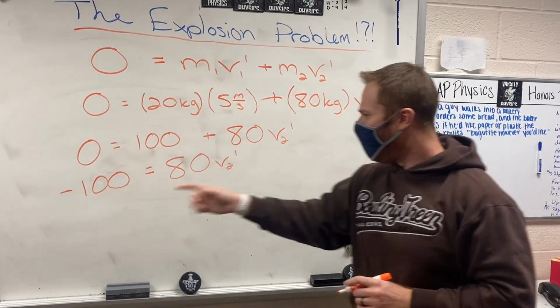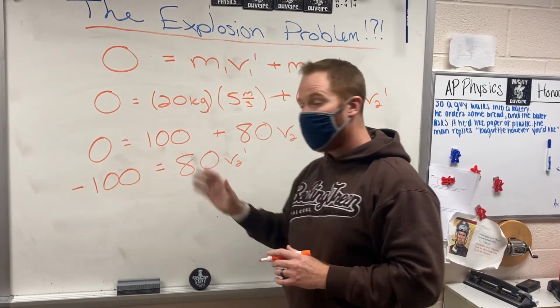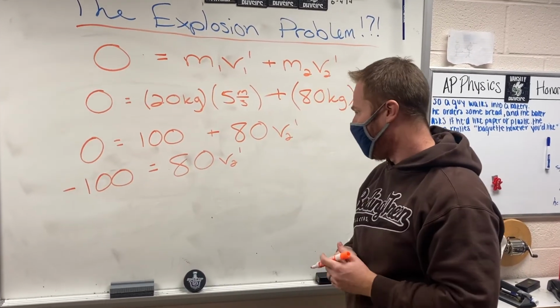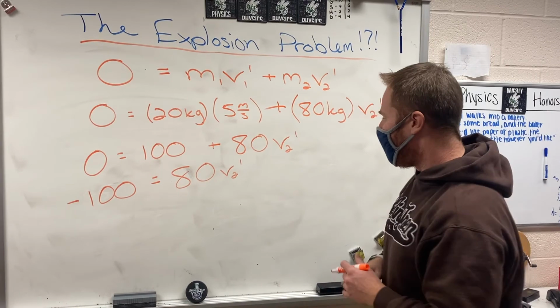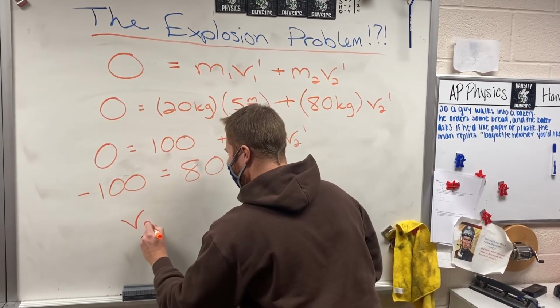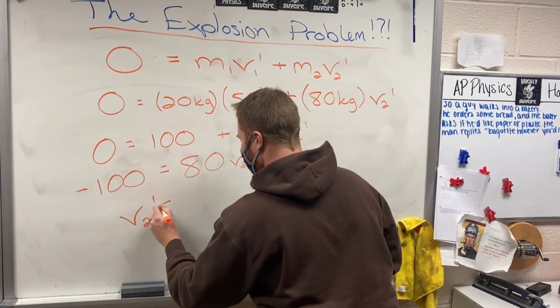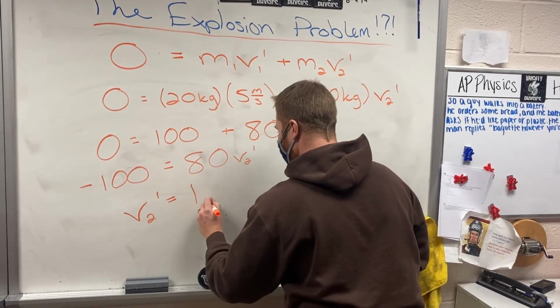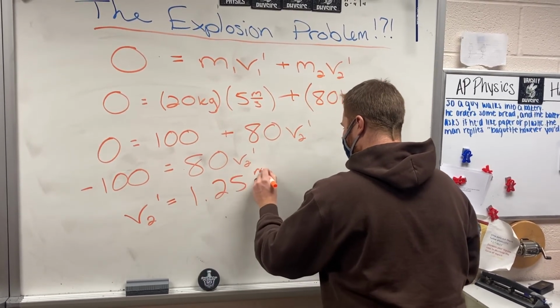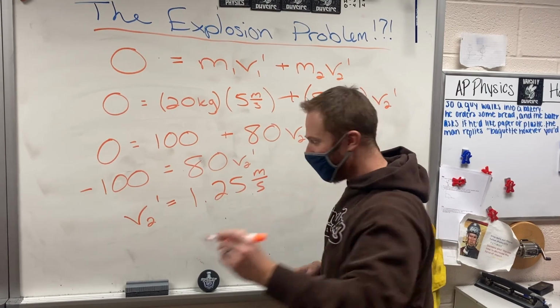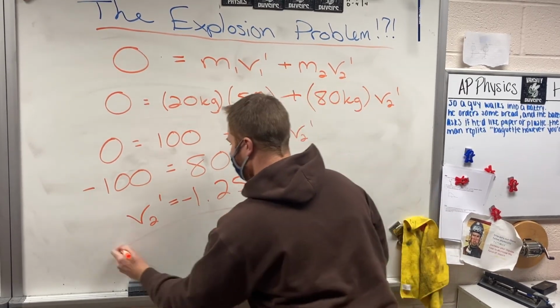You might be thinking, whoa, that's negative. What's going on? Well, he's moving to the left, so that should be negative. 100 divided by 80 gives me a velocity of Mr. Martin after the collision equal to 1.25 meters per second. Don't forget that negative, because he's going to the left.